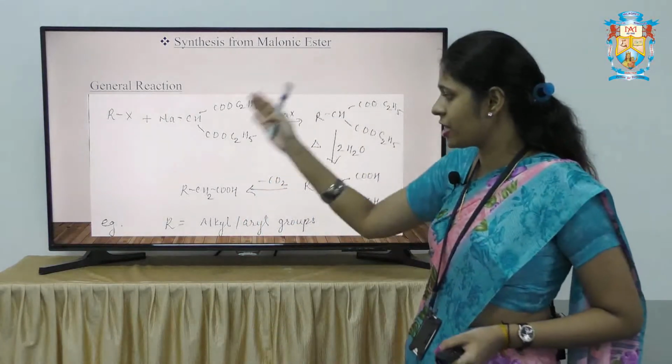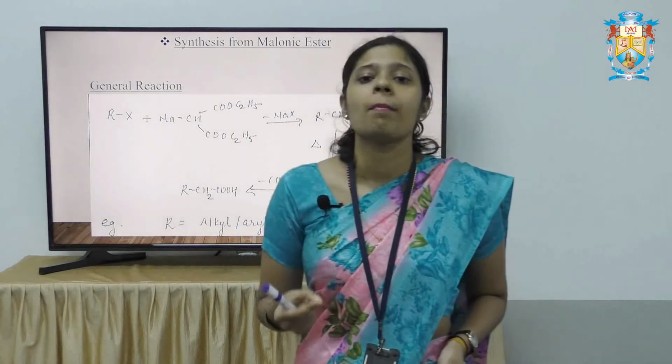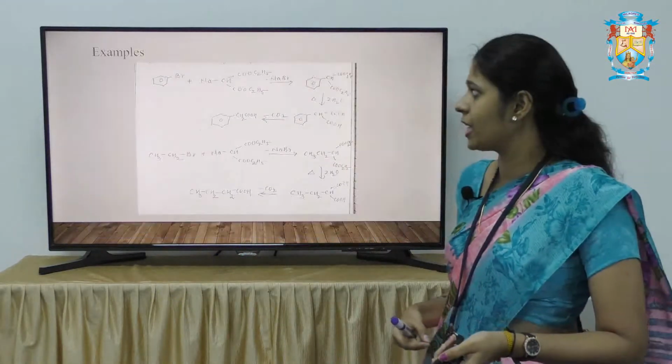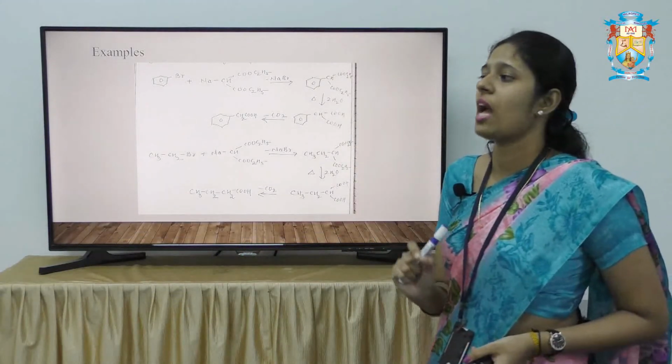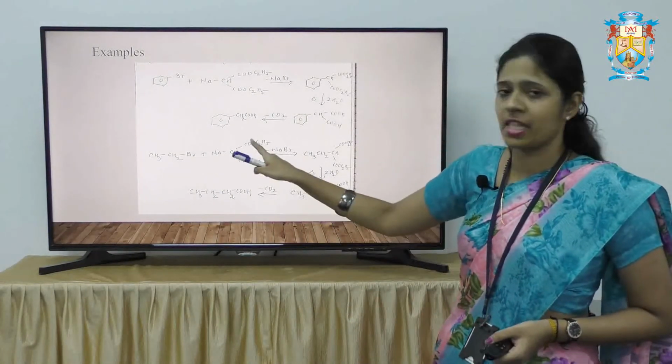So this is just a general reaction in which the R group can be replaced by an alkyl or an aryl group. So next we see the examples in which I have used the bromobenzene, which is getting converted into phenylacetic acid.